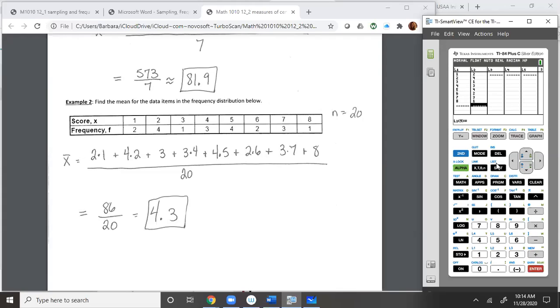Now we're going to run the program. Press Stat, Calc, Enter, L1. Now we have a frequency list, which is in L2. Press second 2. Calculate, and the mean is 4.3.